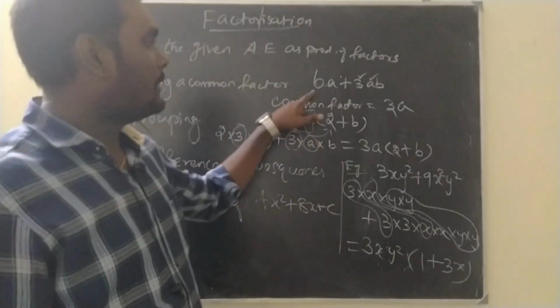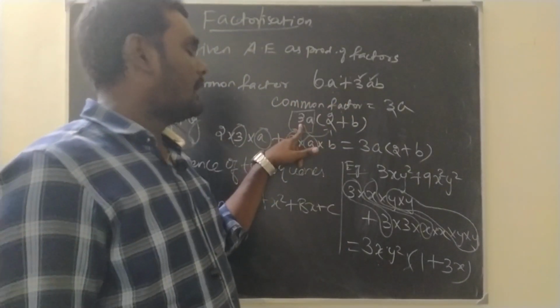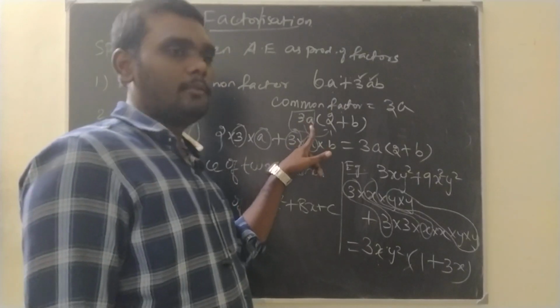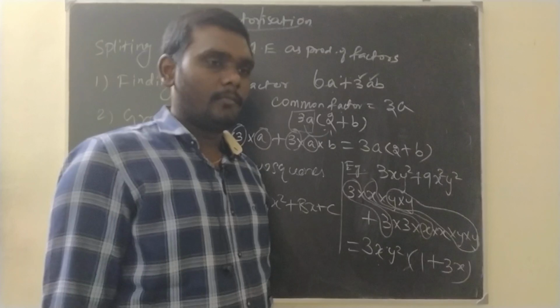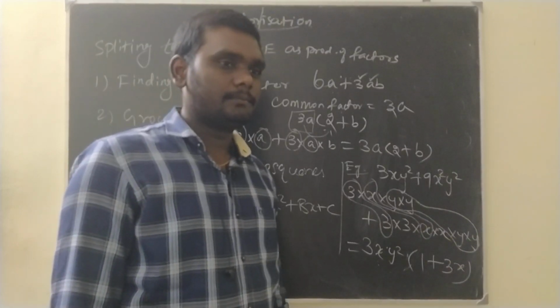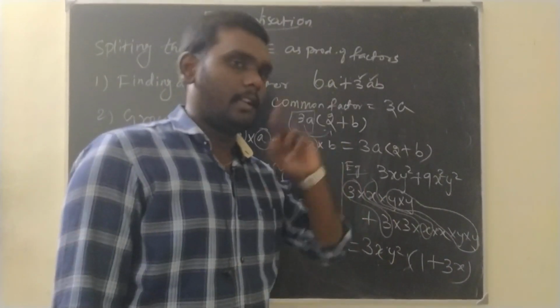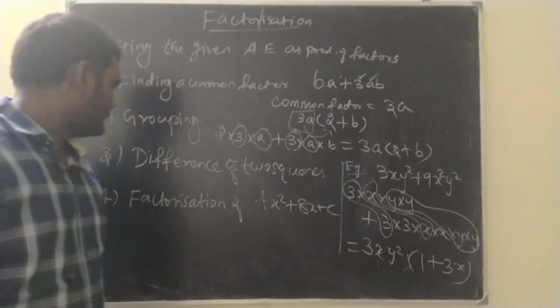Okay, likewise here count the number of factors. 3 is one factor, a is one factor, 2 plus b is one factor. Totally how many factors? 3 factors. Okay, that is it.